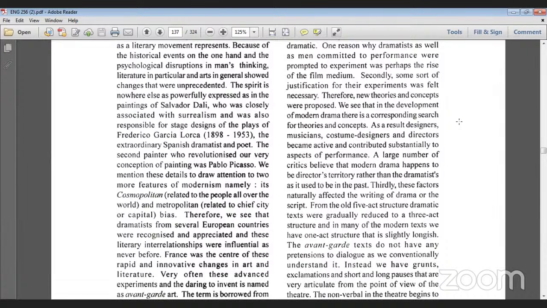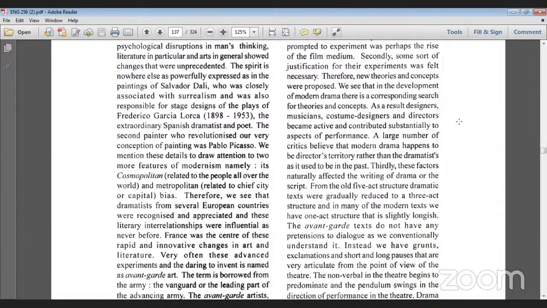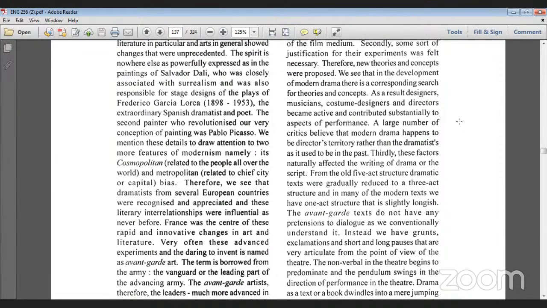Thirdly, these factors naturally affected the writing of the drama script. From the old five-act structure, dramatic texts were gradually reduced to a three-act structure, and many modern texts have a one-act structure that is slightly longish. The avant-garde texts do not have any pretension to dialogue as we conventionally understand it. Instead, we have grunts, exclamations, and short and long pauses that are very articulate from the point of view of the theater.